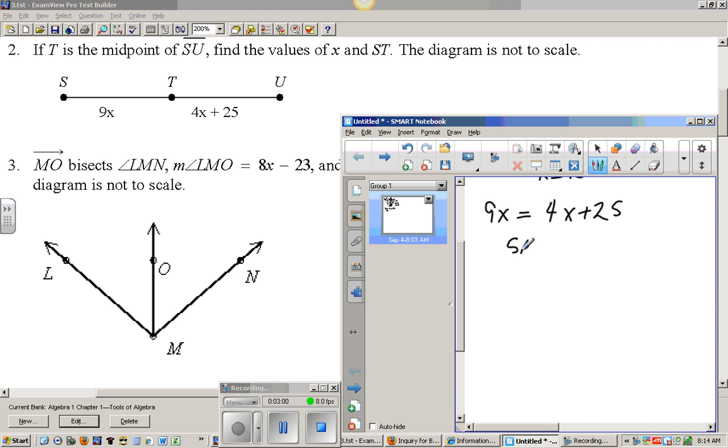Solving for x, 5x equals 25, x equals 5. Not only does it want x, but it wants the value of ST. ST equals 9x, which is 9 times 5, which equals 45. So my two solutions, x is 5, ST is 45.